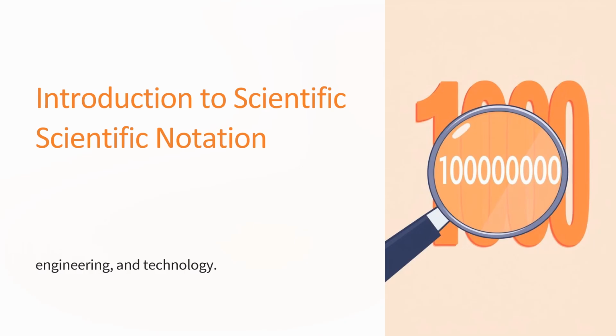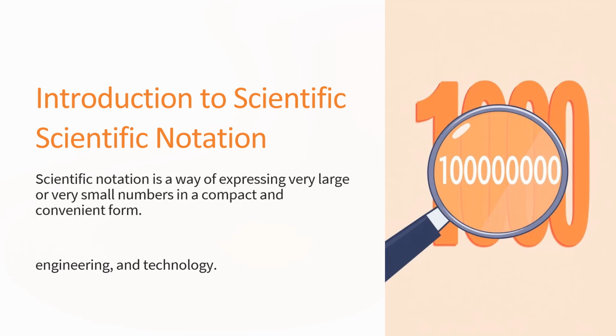Now let's talk about introduction to scientific notation. Scientific notation is a way of expressing very large or very small numbers in a compact and convenient form. So it is used in various fields like science, engineering, and technology.